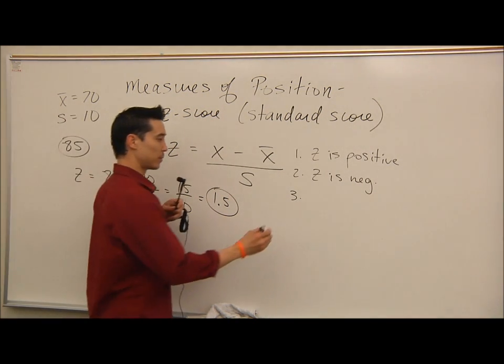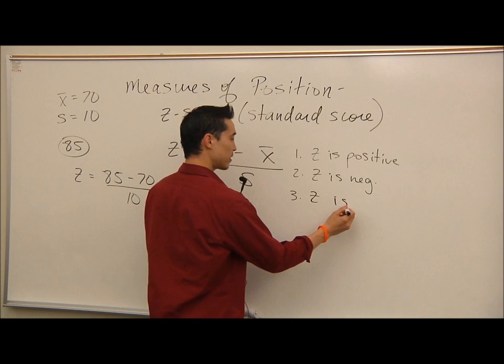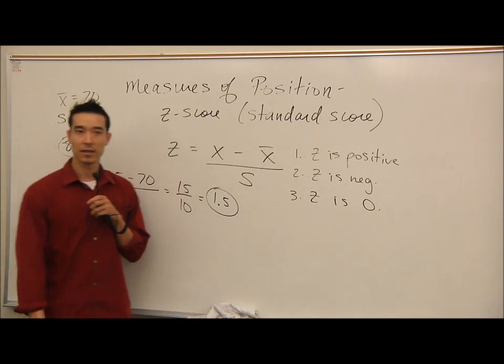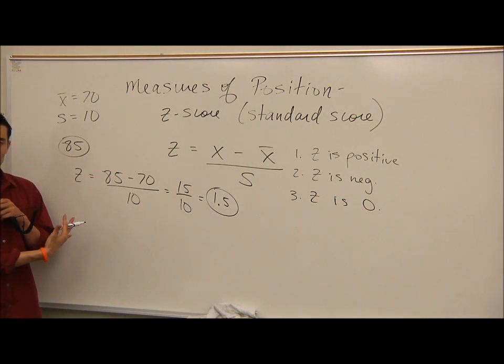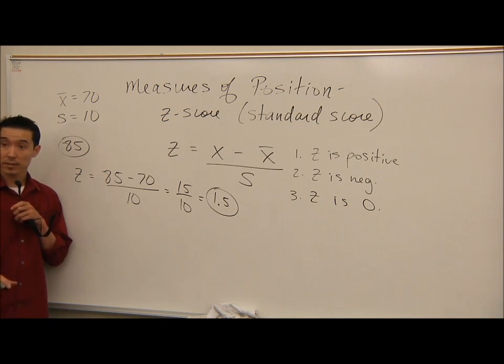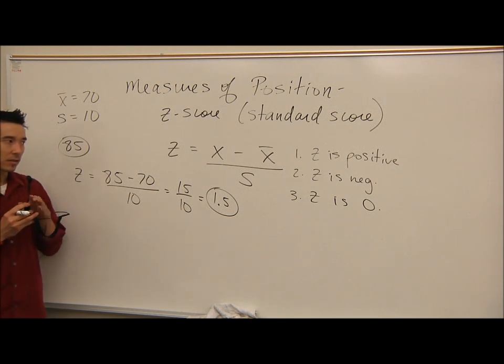What's the other thing that could happen? How would you get a Z-score of 0? Which means you scored what? 70. If you scored a 70 on this test, then you scored right at the mean, and your Z-score is 0.